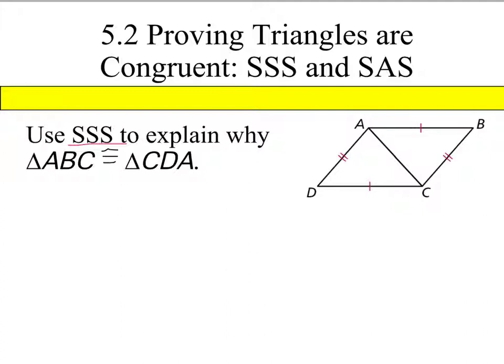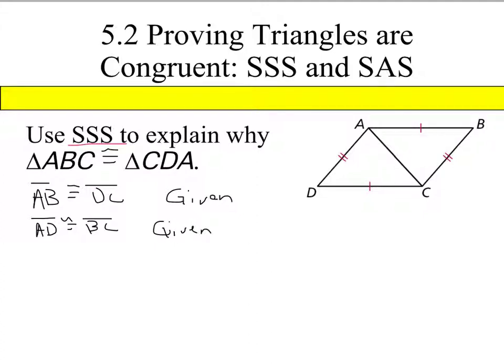The very first thing I want to put down is the information that I know. I know that AB is congruent to DC. Why do I know that? Looking at that figure, it gives that information to me. It is given. AD is also congruent to BC. How do I know that is true? That's also given based on those congruent marks up top.